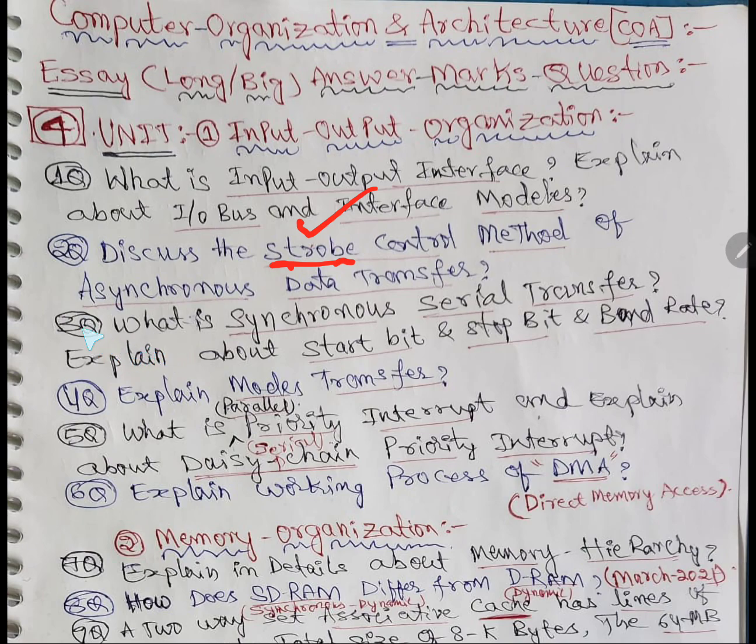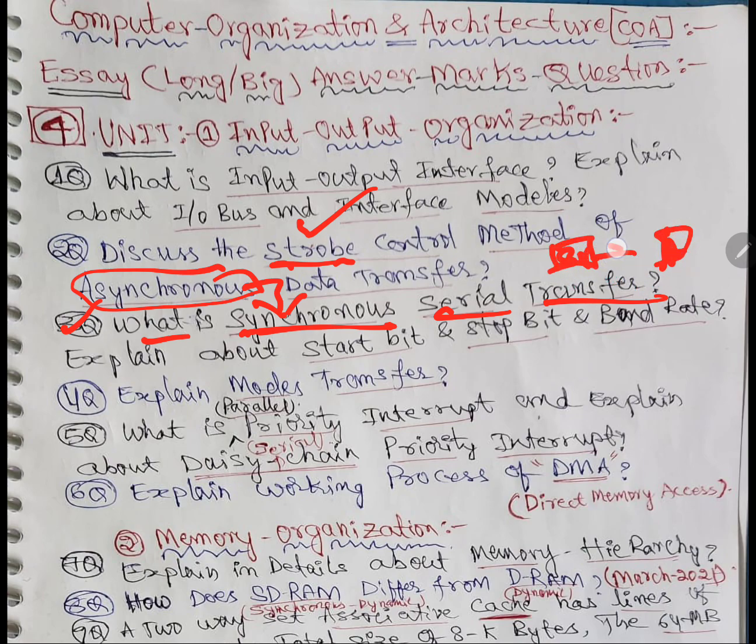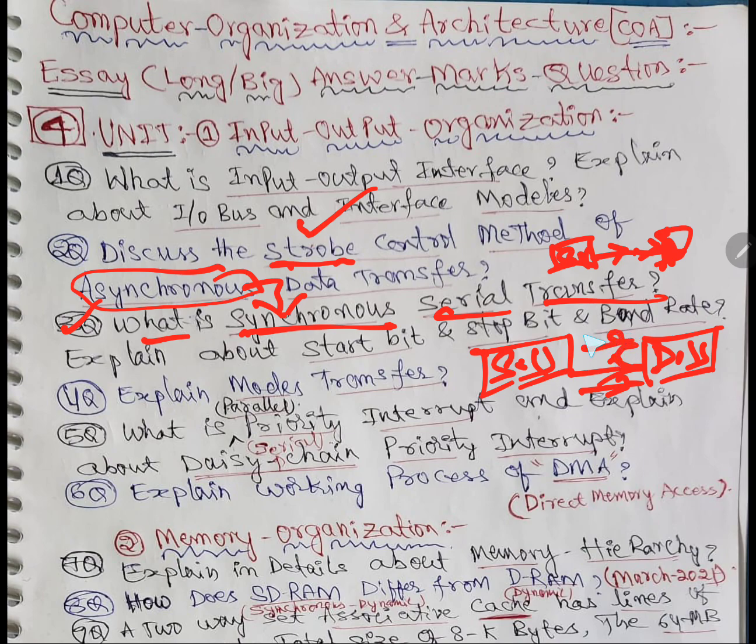And the third question: what is synchronous? See here, the opposite word of asynchronous is synchronous. Synchronous means at the same time. Serial transfer means, for example, a source unit will be there and a destination unit will be there. This is serial transfer. For example, a source unit is there and we have a destination unit, DU. This is called parallel transfer. I already told you in my previous video also.